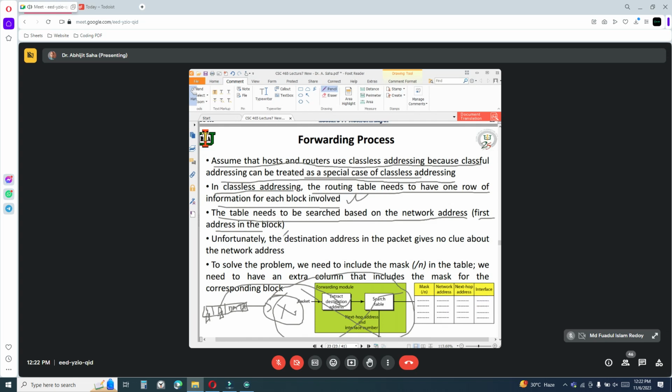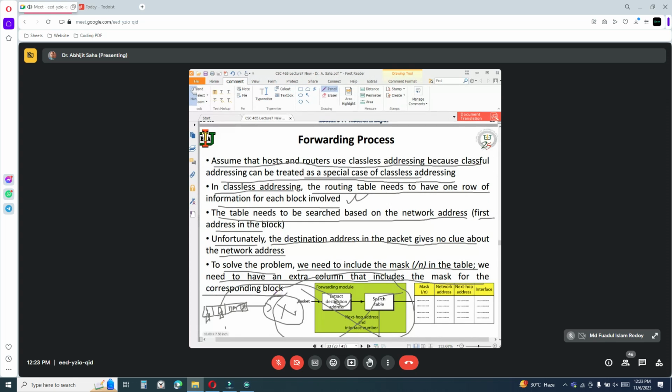So here, what is the problem? It has been said that, unfortunately, the destination address in the packet gives no clue about the network address. The IP address you have is the destination IP address, not the network address, so you need to find out the network address from the destination address of the packet. To solve the problem, we need to include the mask /n in the table. We need an extra column that includes the mask for the corresponding block.